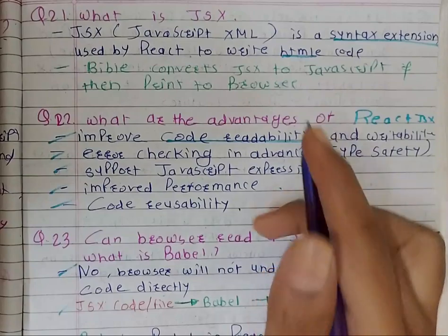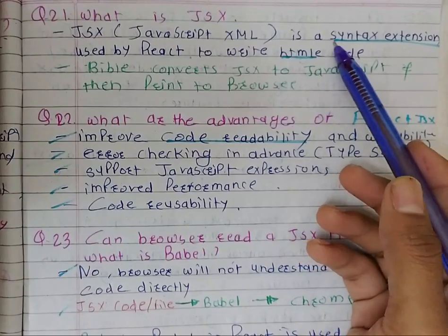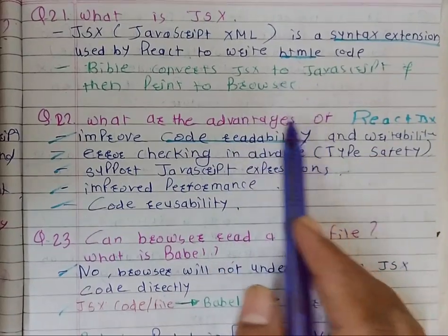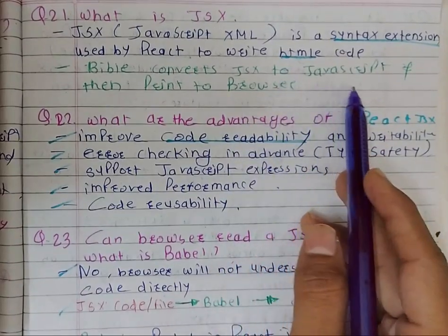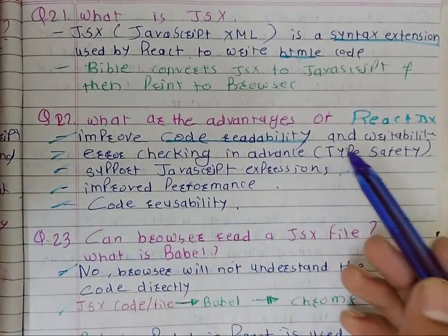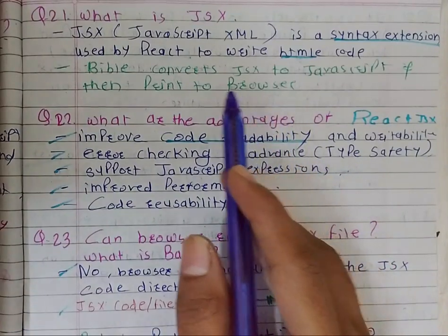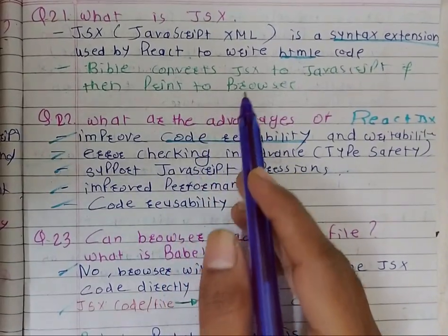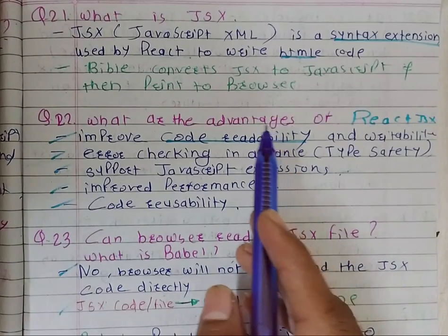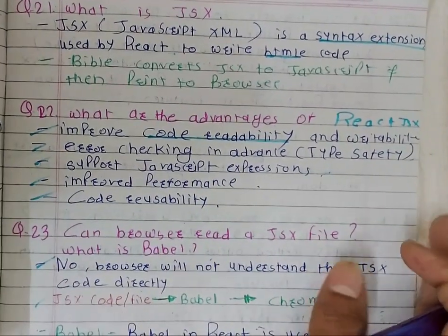Then what is JSX? JSX stands for JavaScript XML, a syntax extension used by React to write HTML code. Babel converts JSX to JavaScript and then prints it to the browser. JSX is basically a combination of JavaScript and HTML which is understood by React. With its help we can embed JavaScript directly into the HTML, which makes our code simpler and standard.